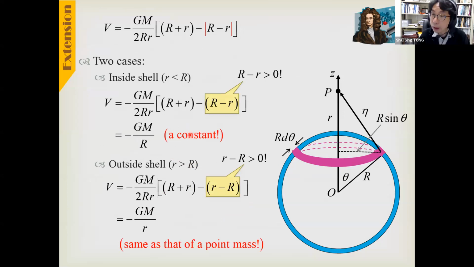Outside the shell and inside the shell, we obtain two different results. Inside the shell, we find that the gravitational potential is constant. Outside the shell, we find the gravitational potential is just like that of a point mass. That is a rigorous proof using integral calculus that the shell theorem holds. The potential inside the shell is constant. The potential outside the shell is just like that of a point mass located at the center.